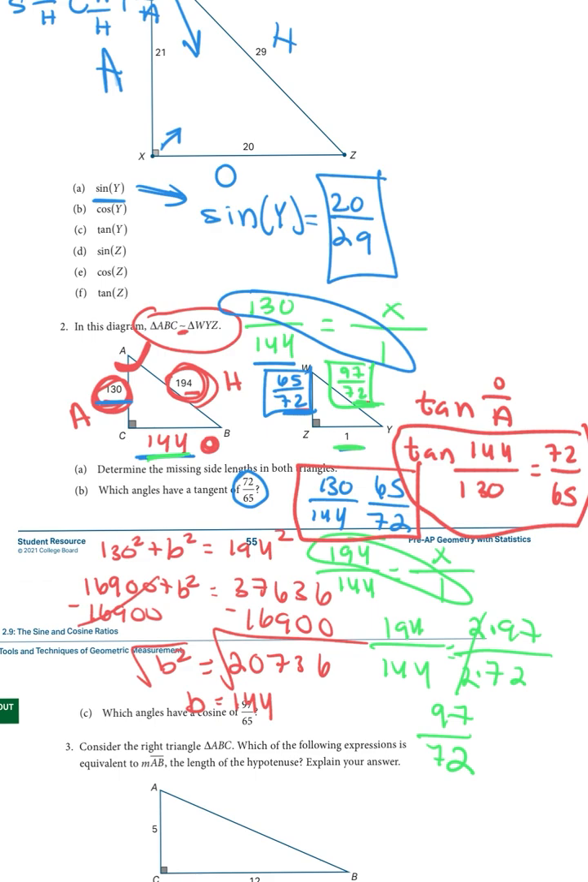So how do I write that? Let's see. It would be tan of A. And since these are similar, that means using this one and this one would be the same thing as using this one and this one. So this angle corresponds to this angle. So A is the same thing as W. So tan A and tan W. Okay, so that's my answer to that.